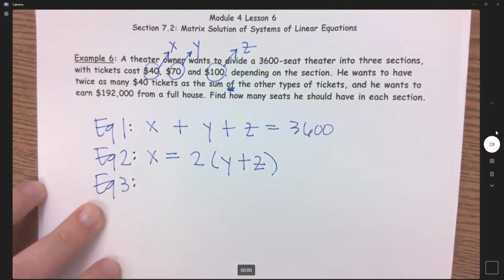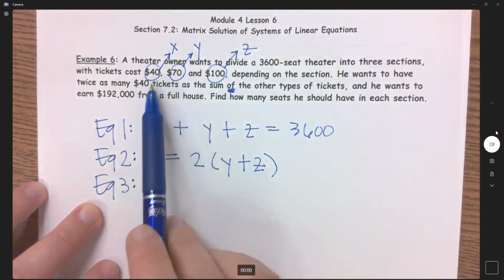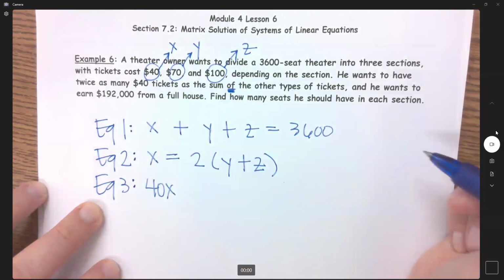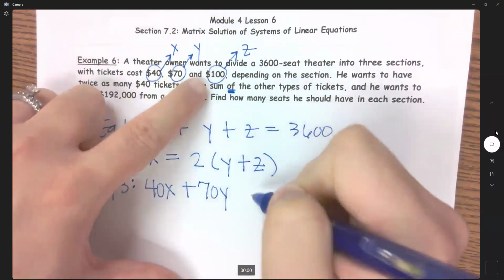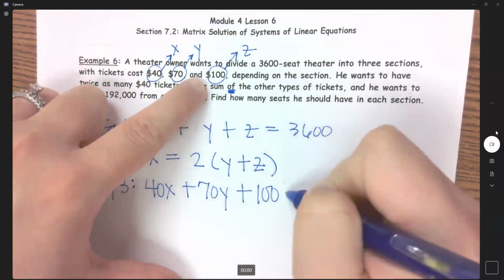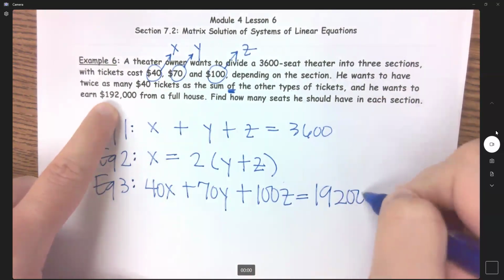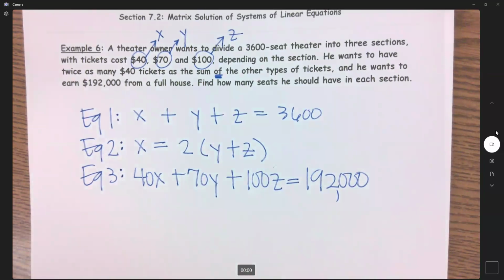And then my third equation has to do with the money. How much do the $40 tickets cost? Well, obviously 40, so we have 40x. My $70 ticket, 70y. My $100 ticket, 100z, equals my total amount of revenue, 192,000. There are my 3 equations.